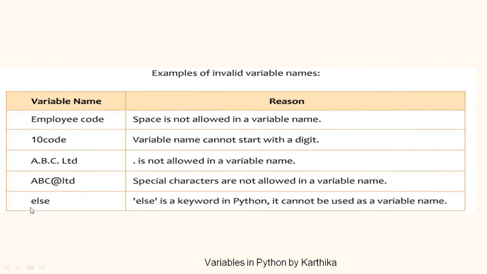The last one is very, very important. I used else as a variable name. Else is a keyword in Python, and else is a keyword in all programming languages. When you are learning conditional statements, you will come to know what else is and how we use it. So else is a keyword, which cannot be used as a variable. But I can use the same word else in capital letters, as it is a case sensitive language. Else in small letters is a keyword in Python, but if I use the same word with capital letters, that is a valid variable name. Okay, I think it is clear.